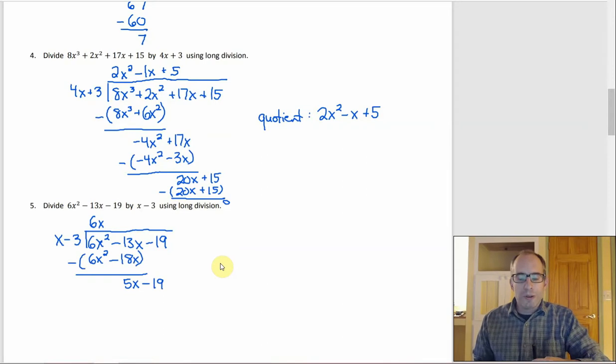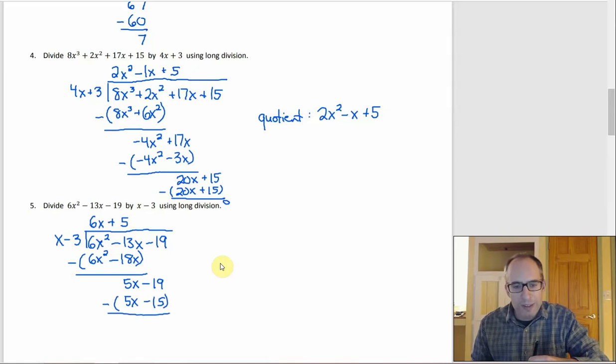So you need a 5, right? Because 5 times x would give you the 5x. So 6x plus 5. But then we'll have 5x minus 15. And then when we subtract, negative 19 plus 15 is negative 4.